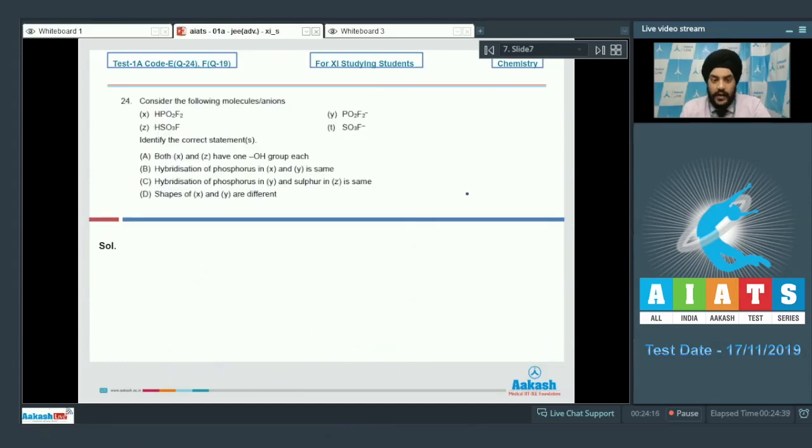Question number 24. Consider the following molecules or anions. So we have been given 4 different compounds, X, Y, Z and T. So we have to comment on the structure of X and Z. If we try and draw the structure of these compounds which are given to us, students, we can have HPO2F2. So P double bond O, OH, F and F. So this is the structure of X, students.